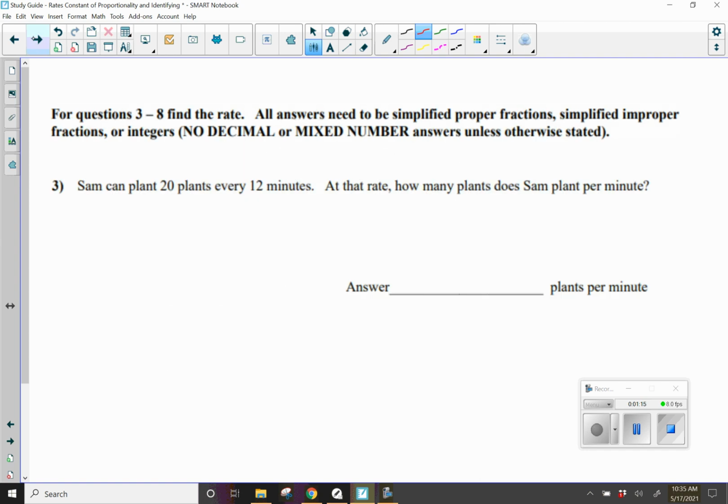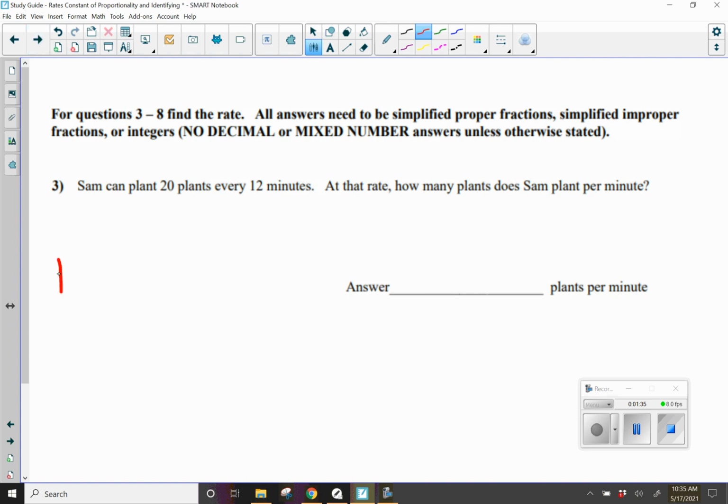Moving on to the next section, it says, find the rate. All answers need to be simplified proper fractions, simplified improper fractions, or integers. No decimals or mixed numbers unless otherwise stated. Question 3 reads, Sam can plant 20 plants every 12 minutes. At that rate, how many plants does Sam plant per minute?